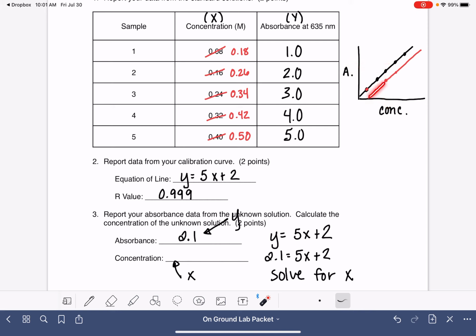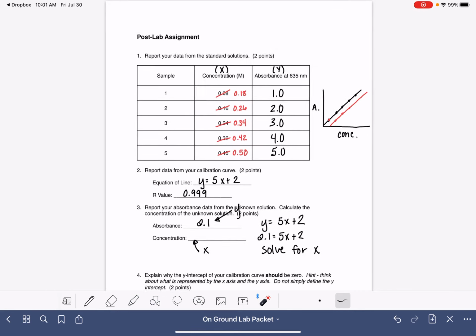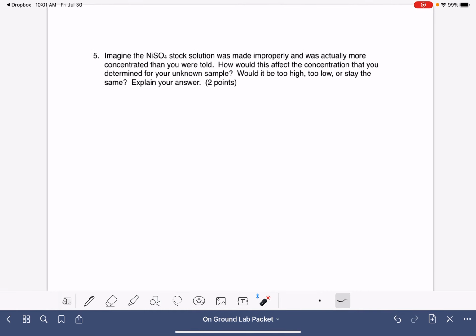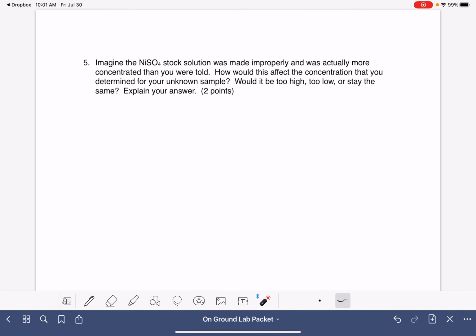But if your true data should have been plotted over here, when you plug in this absorbance, what does that mean for what the actual concentration is? This problem is really tricky. You're going to need to give yourself some time to sit and think about it, make some sketches, imagine some hypothetical scenarios, maybe actually plug some real numbers in. I know you can figure this one out. Good luck. I know you can do it.